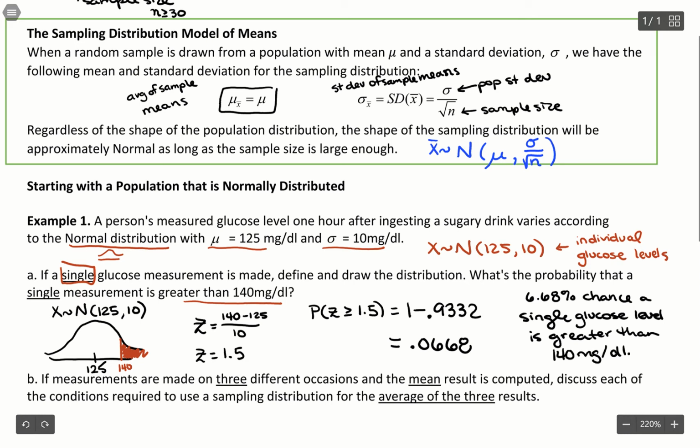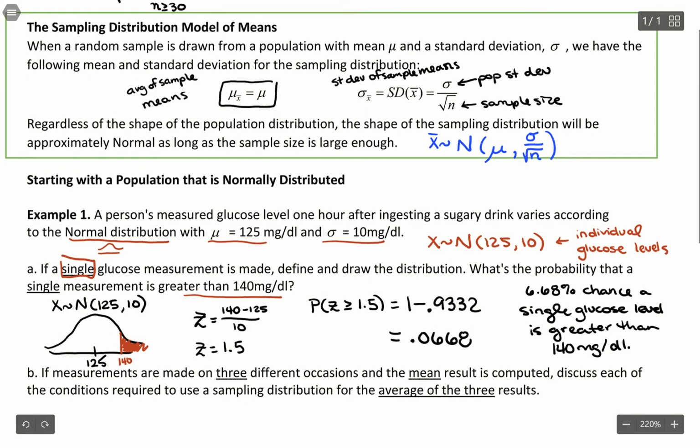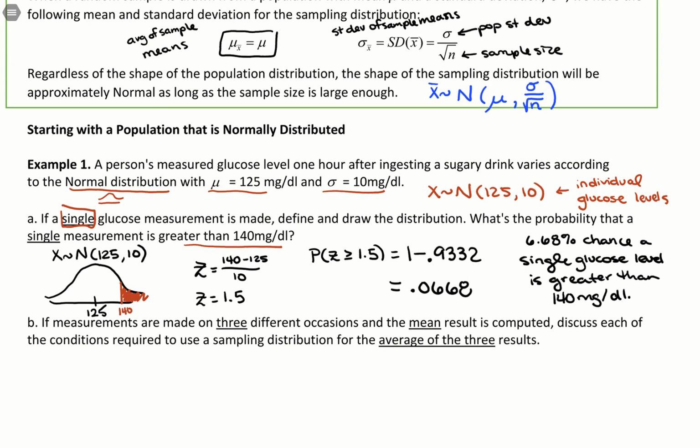All right, so that's just kind of review of what we did before with the normal curve. Now when we get to this next question, if measurements are made on 3 different occasions, so now what they're doing is they're bringing in a sample size. In that previous question, it's kind of like our sample size is 1, but we're just looking at a value. It's not really a sample size. We're just looking at individual pieces. But here we're collecting a sample. So we have these different outcomes. And then what we want to do is look at the mean of them.